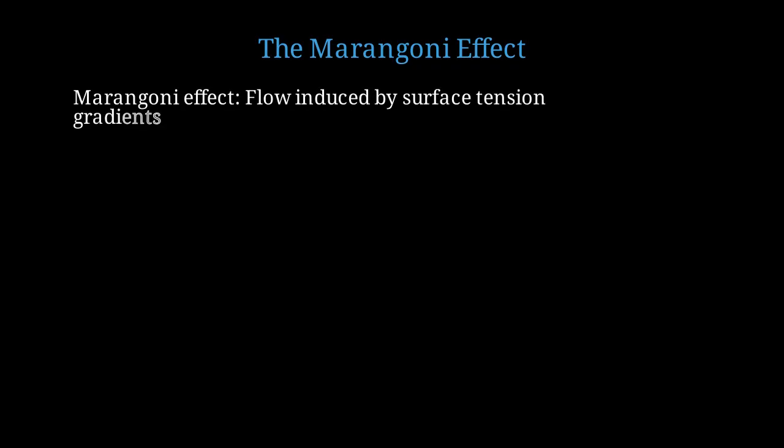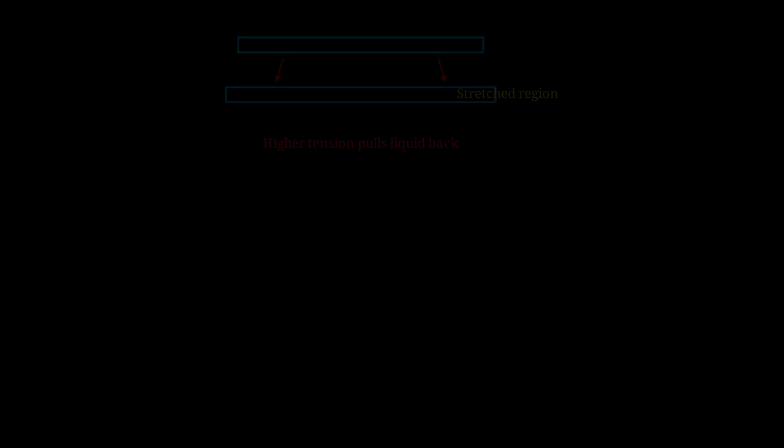Surfactants also enable something called the Marangoni effect, which is crucial for bubble stability. The Marangoni effect is a flow induced by gradients in surface tension. When a thin film is stretched, surfactants become less concentrated in that region, increasing local surface tension. When a region of the film is stretched and becomes thinner, the higher surface tension there pulls liquid back from surrounding areas. This self-healing mechanism helps stabilize the film against rupture.